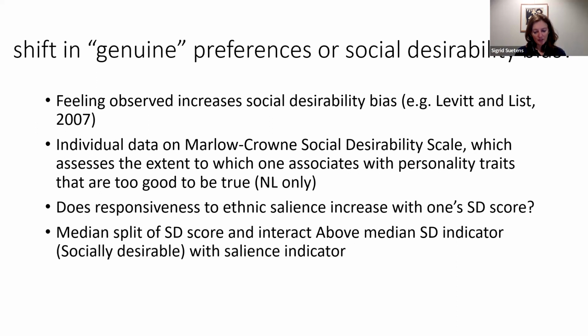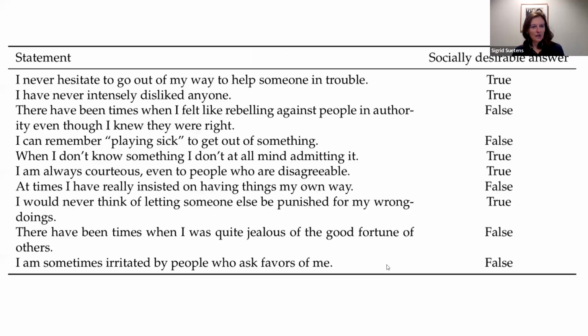So this is the social desirability test, basically. Just to give you an idea about what these statements are. The first statement: I never hesitate to go out of my way to help someone in trouble. And then you have to indicate whether you agree or not for yourself. I have never intensely disliked anyone. I can't remember pretending to be sick to get out of something, and so on, right? So basically, people who always answer the socially desirable answer, they are either angels or they pretend to be angels, right? So that's the idea of this test.